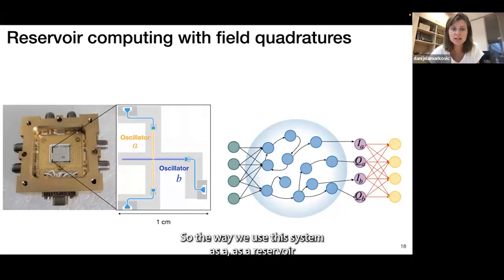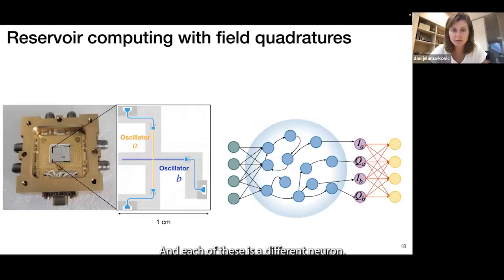So the way we use this system as a reservoir is that we send microwaves to each of the resonators. We send them input data, we encode it as the amplitude of the signal that we send in. And then we measure the field quadratures of each of the oscillators. So we measure 4 neurons. And in order to obtain more than 4, we do time multiplexing. So we actually measure signal for 200 nanoseconds. And then we divide it in different number of packets. And each of these packets is a different neuron.